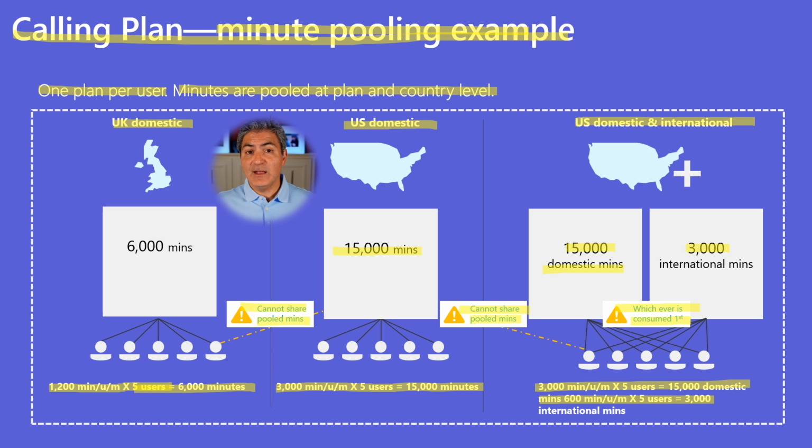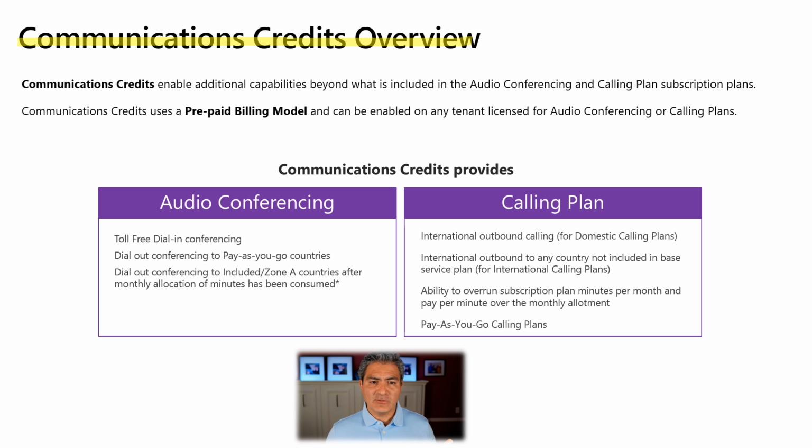Now the fun stuff, right? Communication credits overview. And like we talked about, communication credits are basically enabling additional capabilities beyond what's included in audio conferencing and the calling plan subscription. So again, the idea here is that if you have X number of minutes for domestic calling or international, or if you're a domestic calling plan and you call international, then this is kind of like the catch-all, where basically we're like, okay, you're just going to pay the per minute rate now that you've gone beyond the confinement of your plan that you've subscribed to for that particular user.